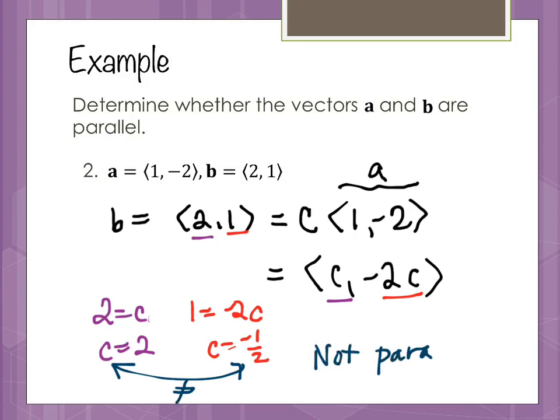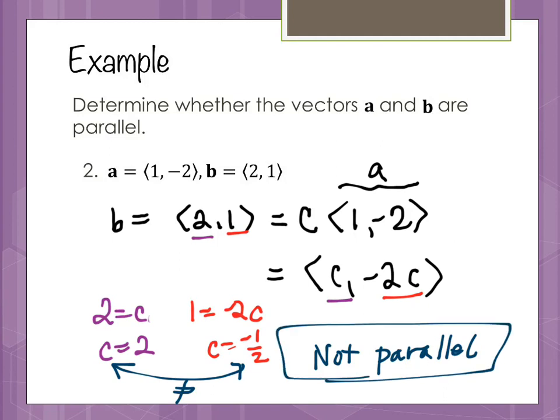And if you wanted to confirm it, what could you do? You could graph it. And you're going to see really quickly that if you start at a specific point, it doesn't really matter where you start, you're not going to get parallel directed line segments. They're not going to be parallel.